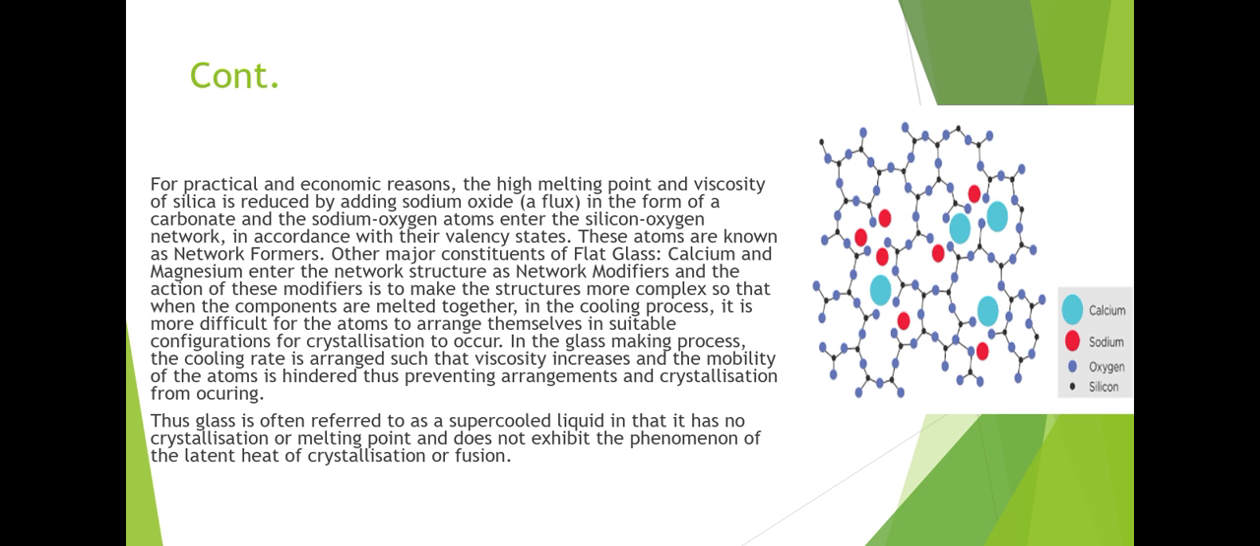In the glass making procedure, the cooling rate is arranged such that viscosity increases and mobility of the atoms is hindered, thus preventing arrangement and crystallization from occurring. This glass is often referred to as a supercooled liquid in that it has no crystallization or melting point and does not exhibit the phenomena of the latent heat of crystallization or fusion.